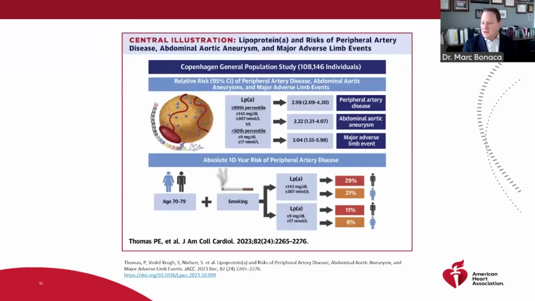Here's a nice study which describes some of the peripheral and aortic events in patients with PAD. This was recently published in JACC in 2023. And you can see that people with an elevated Lp(a) were at higher risk of developing PAD, AAA, and having major adverse limb events. And you can see that risk was amplified by smoking, which rings true for many of us that take care of these patients.